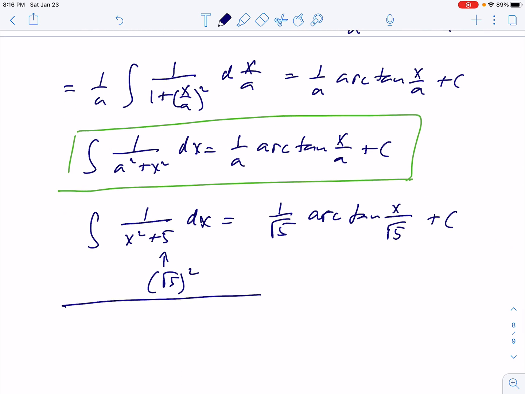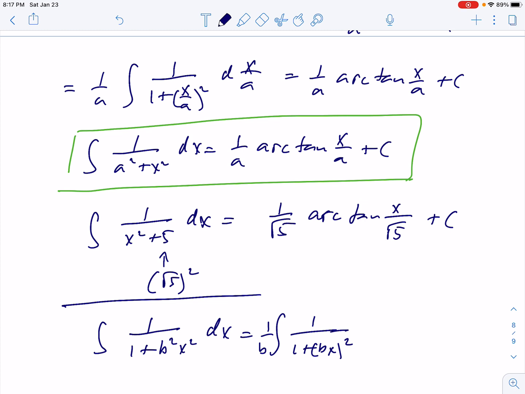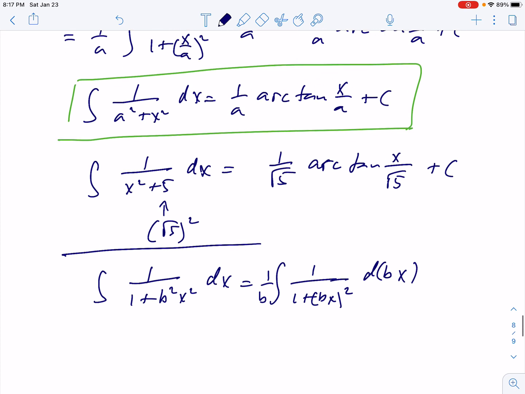And similar things we can do when we have 1 over 1 plus, let's say, b squared x squared dx. Then I can write this 1 over b, 1 over 1 plus bx squared together, and then I divide by b, multiply by b, dbx behind d. One b on top, one below, and this becomes 1 over b arctangent bx plus c.